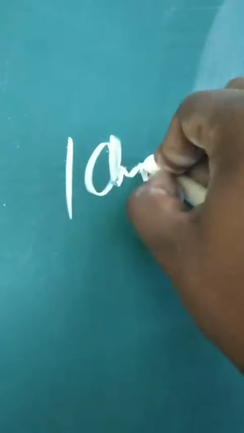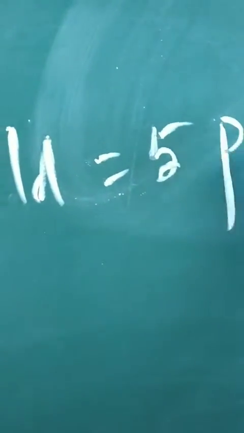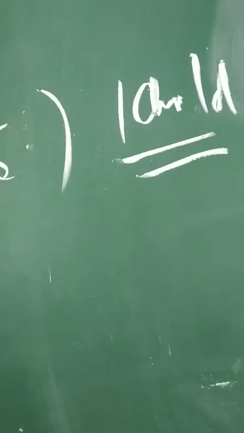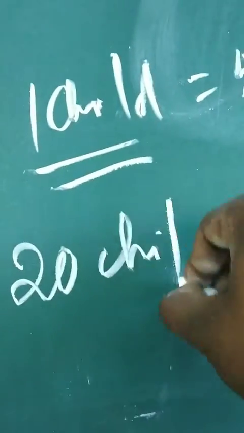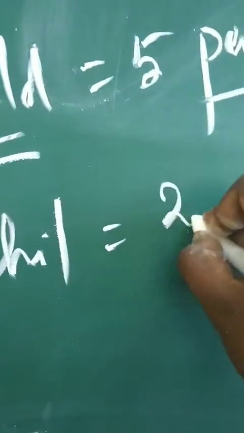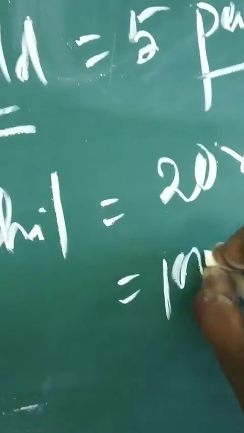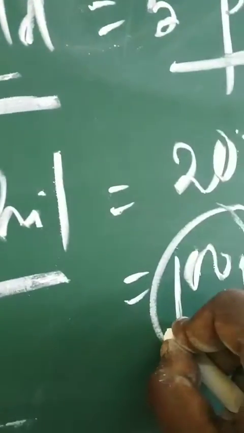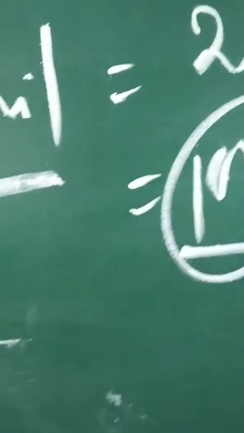In question number 5, it's very interesting. A teacher distributes 5 pencils per student. One child is supposed to get 5 pencils. So if there are 20 children in the class, how many pencils are to be distributed? 20 into 5, resulting in 100 pencils. If there are 20 children, there are 100 pencils to be distributed in the class.